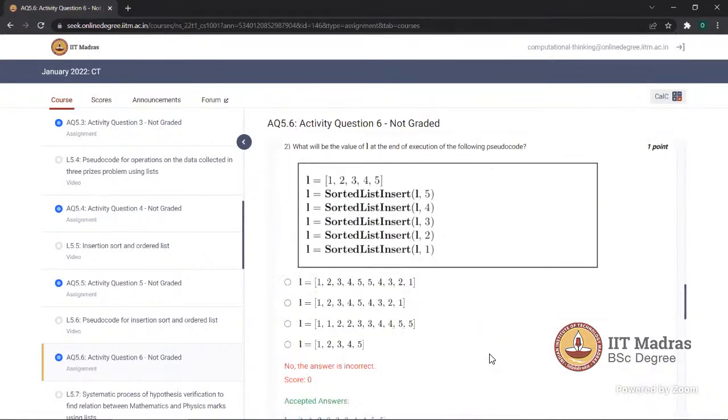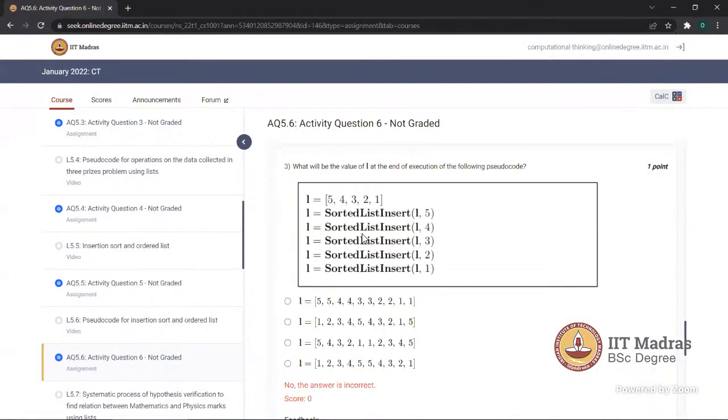Third one. Yeah. So this is a full-fledged insertion sort code, which we have discussed in that particular lecture 5.6. Here, same thing like 5, 4, 3, 2, 1, and then it will first sort it, and then the rest of the list will come, right?